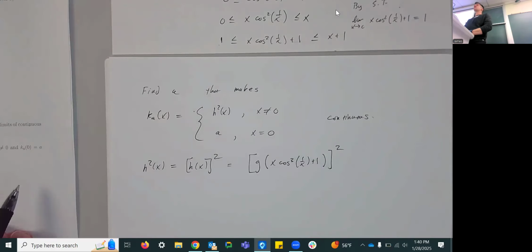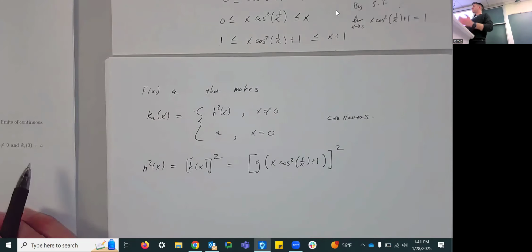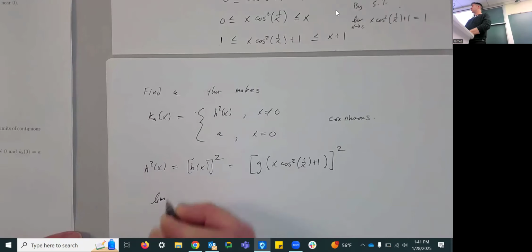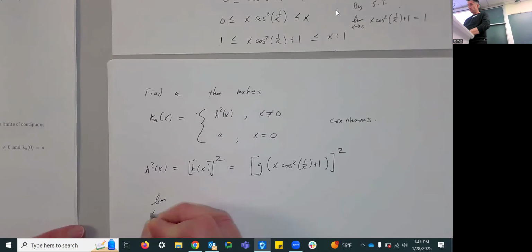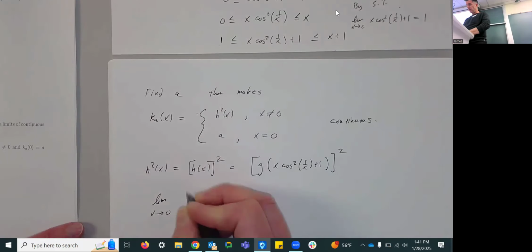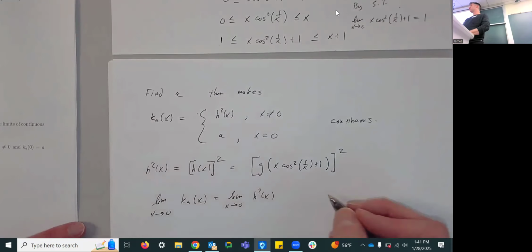He's trying to get you to use more of the limit laws without directly telling you to use more of the limit laws. So he's asking you to find, because if you're trying to make this function continuous, right, we need the limit as x approaches 0 of Ka of x, which is the limit as x approaches 0 of h squared of x. We want that to equal h of 0, or sorry, Ka of 0.